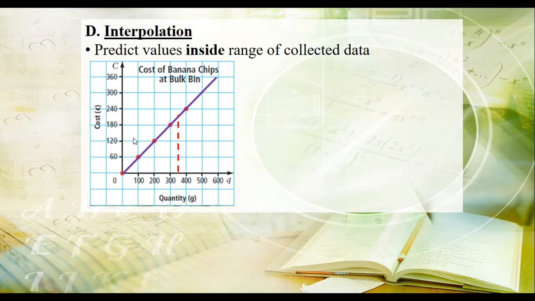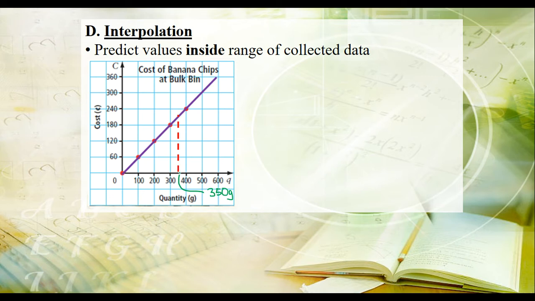Now, let's say that I wanted to know, okay, how much would it cost for me to have 350 grams of these chips? And by the way, that's okay. That makes sense. An in-between value here does make sense. So we want to predict how much 350 grams costs.